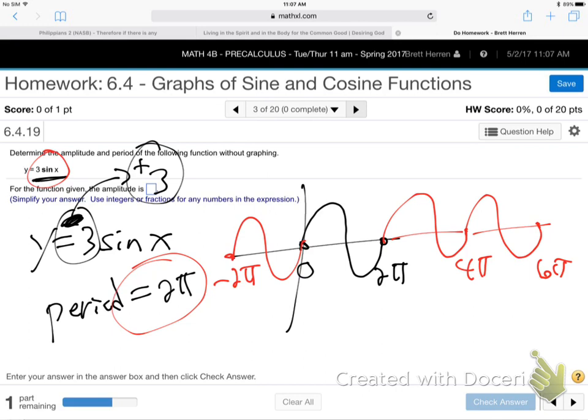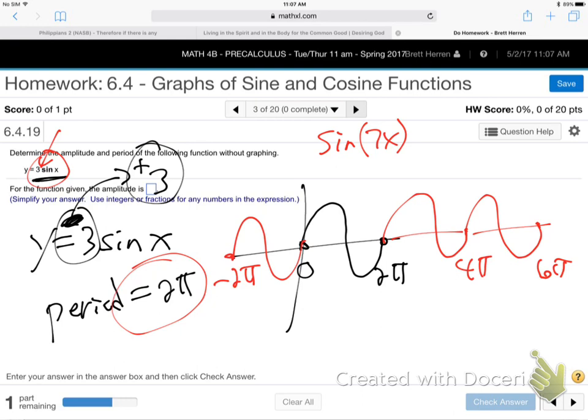Now, if they start messing with the x, if they give you something like sine of 7x, that's going to change the cycle if you put a number in there with it. This 3 here doesn't change the cycle at all because that's not an x effector. It's in the front, so it's a y effector. It has a vertical stretching effect. It makes the sine go up 3 and down 3, instead of up 1 and down 1. We'll get to that. I'll give you all the details in a minute.